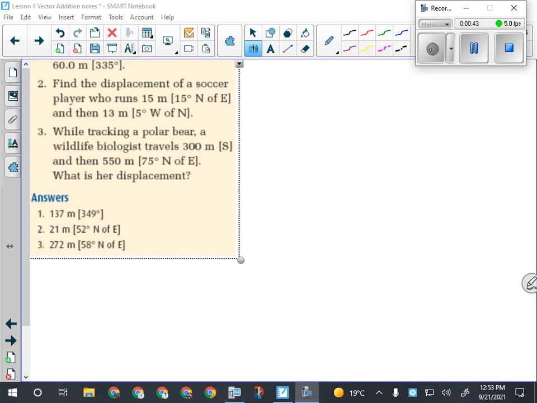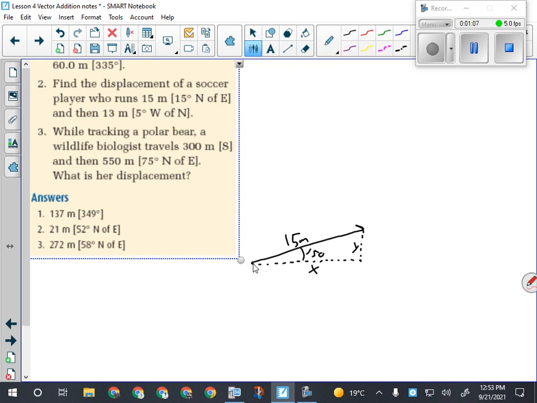So I'm going to first have a reference line that is east, and I'm going to go 15 meters at 15 degrees north of that. So it's a pretty shallow triangle. So that would be my 15 degrees. This would be my 15 meters. This would be y. This would be x for that one.